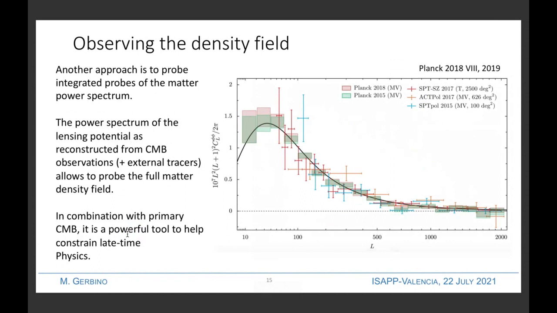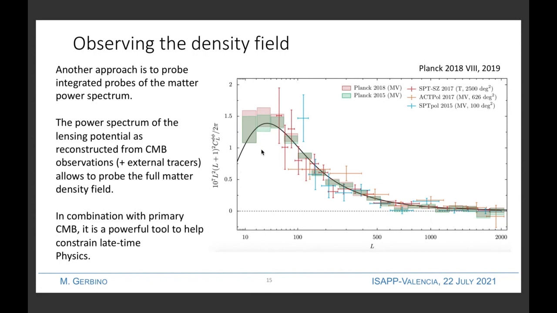Another possibility is to reconstruct the so-called lensing potential, which is possible to do from observations of the CMB. We have seen that the CMB field is distorted by the gravitational potential, both in temperature and in polarization. And observing these distortions and taking advantage of the non-Gaussian features that these distortions imprint on the CMB field, we can invert the problem and recover the gravitational potential that has induced this kind of distortions. And this potential is reported in this plot here, together with the observational data points that come from different experiments.